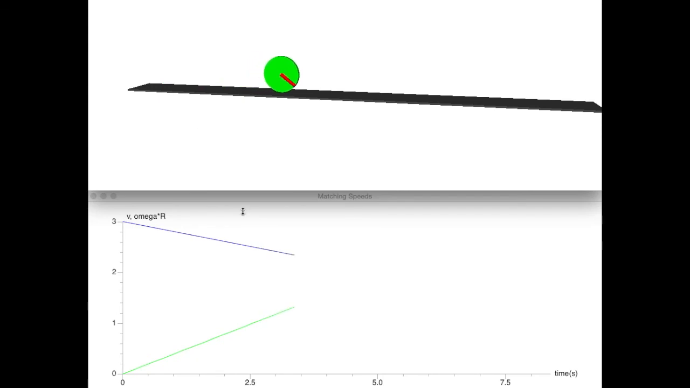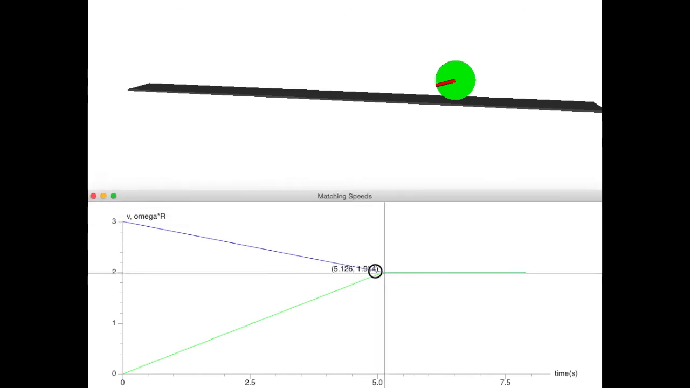You can see that the speed is dropping, the angular velocity is increasing. At some point they reach equality here, and that's where the thing stops sliding. Starts at 3 meters per second. It looks like it's ending up at around 2 meters a second. There you can see it, 2 meters a second. Let's see if that makes any sense.